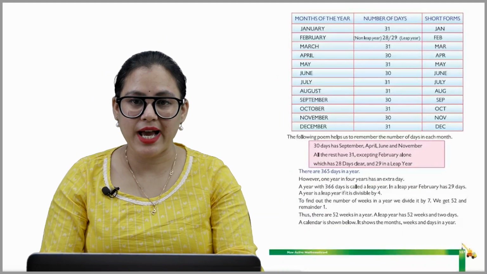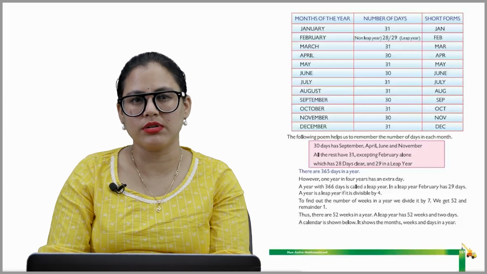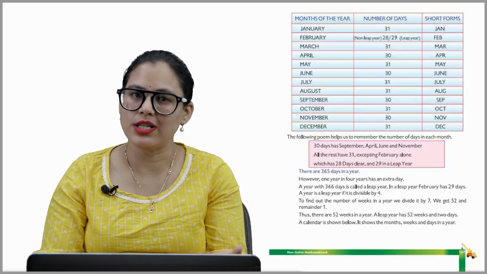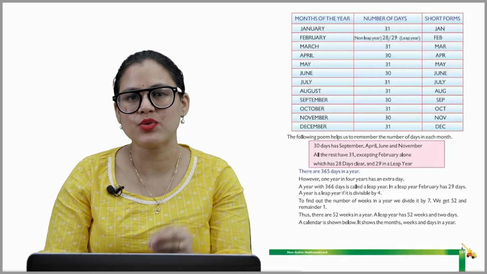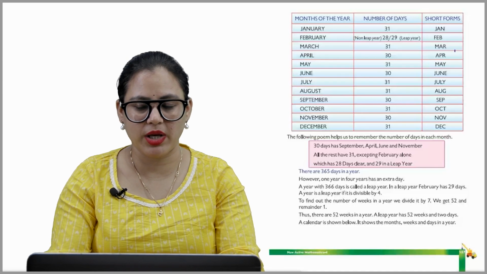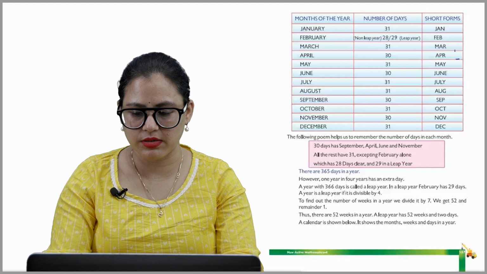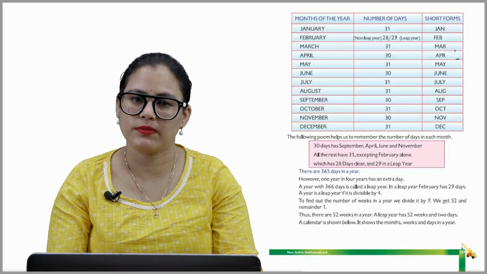January has 31 days, and this is the short form. February is an exceptional month. It has either 28 days or 29 days. It has 29 days only in a leap year. March has 31 days, and this is the short form. April has 30 days, and the short form is this. May has 31 days, and the short form is the same.